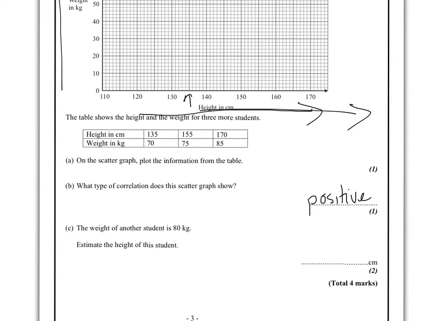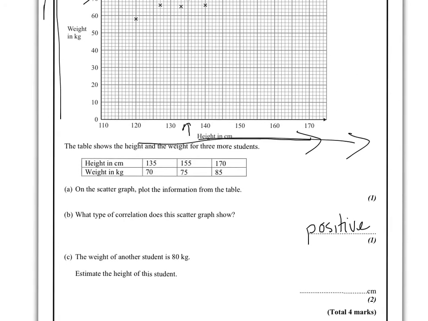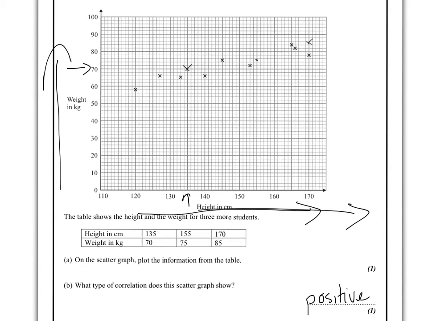Part C, the weight of another student is 80 kilograms. Estimate the height of this student. Well, for full marks, the first thing we need to do is to draw in a line of best fit. So I'm going to draw in a line of best fit. We should use a ruler for this, but I haven't got that function, so I'm going to draw a line like that. Maybe it could be a tad lower, so I have a more even spread of crosses either side of the line, but that'll do.